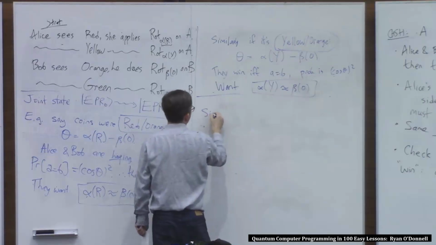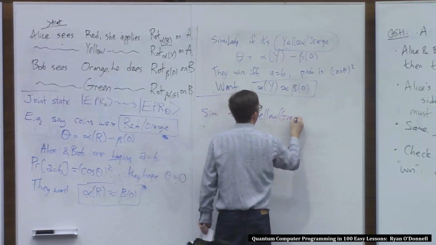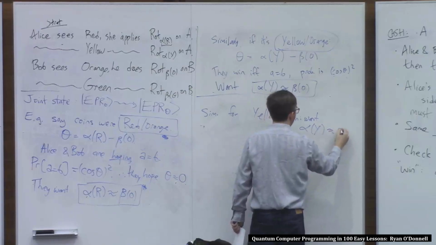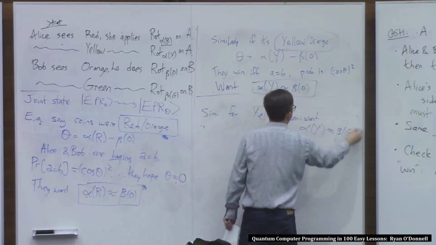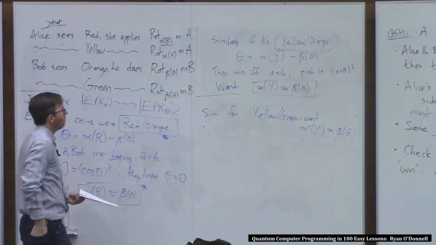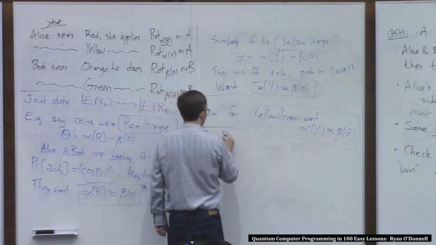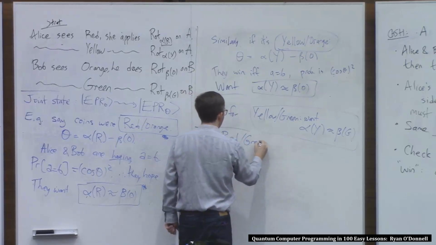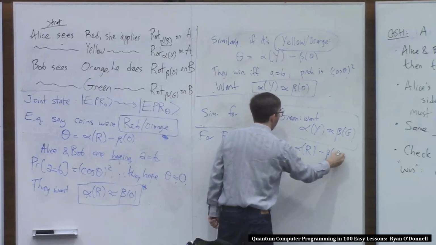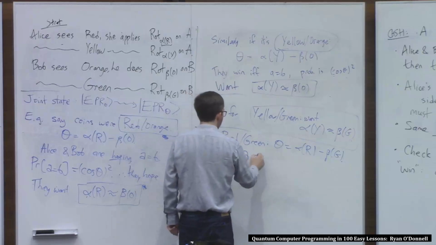Okay, and similarly, for yellow-green, they want the yellow angle to be approximately the green angle. And the last one is a bit different, but it's not so crazy or anything. If it comes up red-green, again, theta is the red angle minus the green angle. And they win now if A differs from B.